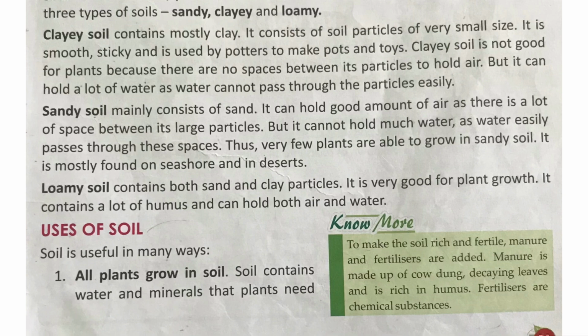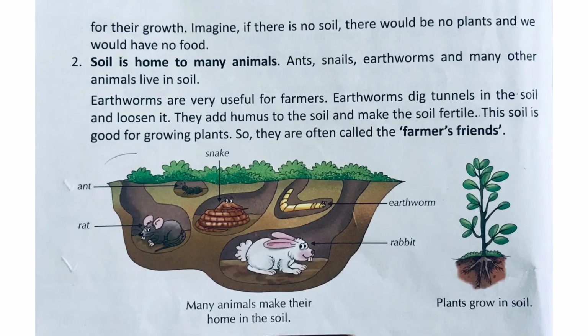Uses of the soil. Soil is useful in many ways. First, all plants grow in soil. Soil contains water and minerals that plants need for their growth. Imagine if there was no soil, there would be no plants and we would have no food.